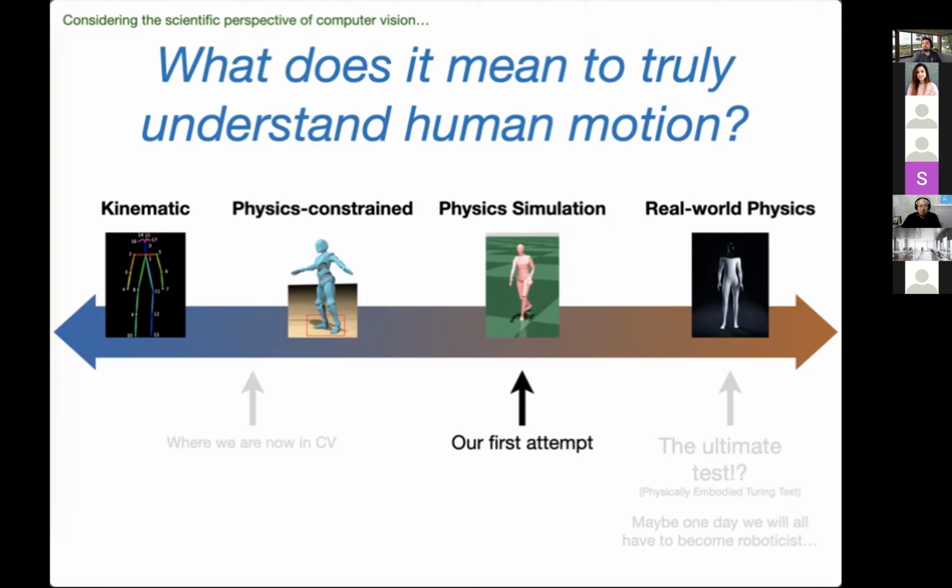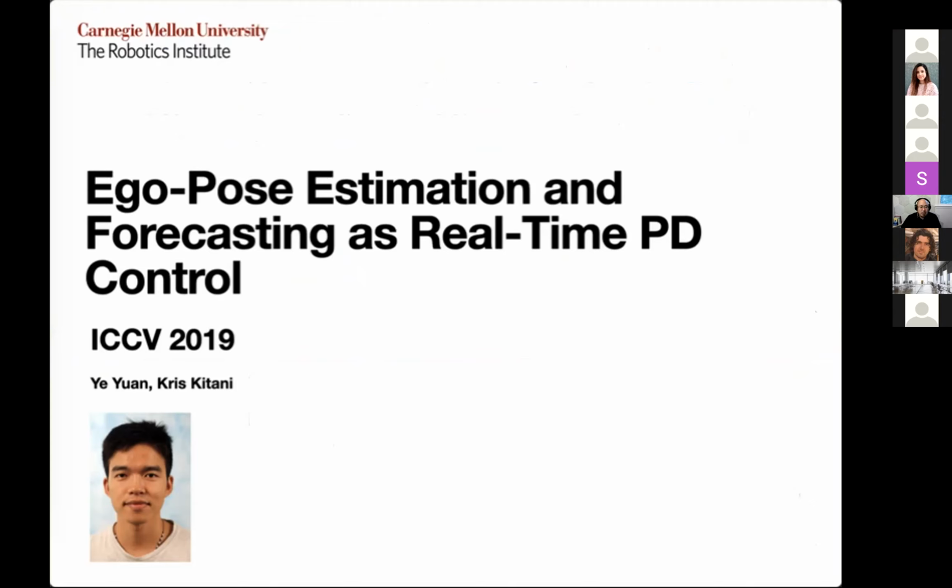So, one day we need to move to that right-hand side of the spectrum. How can we take one step closer to that? I'm going to be talking about our first attempt at human motion estimation in a physics simulator, or validating human motion estimates in a physics simulator with hard constraints, not relaxed constraints. It's an older paper, ICCV 2019: Ego Pose Estimation and Forecasting as Real-Time PD Control.